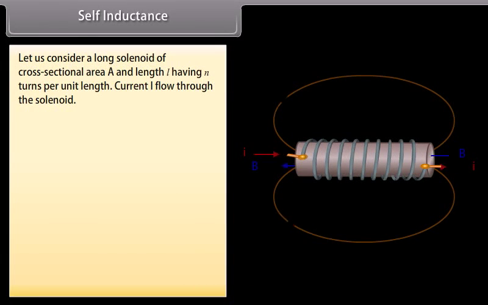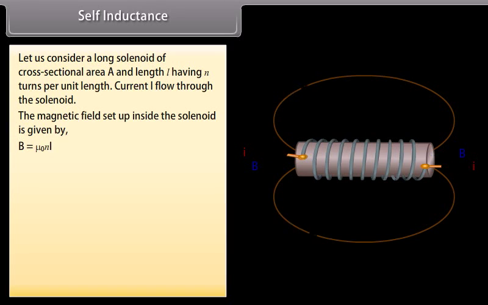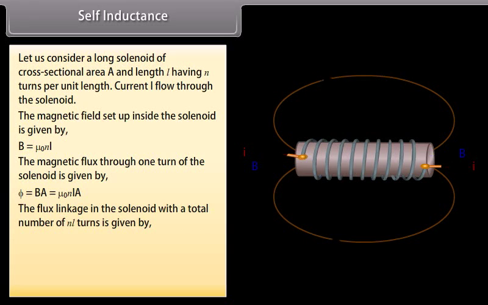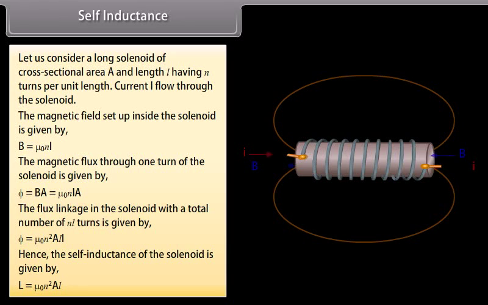Let us consider a long solenoid of cross-sectional area A and length L having N turns per unit length. Current I flows through the solenoid. The magnetic field set up inside the solenoid is given by the product of mu naught, N and I. The magnetic flux through one turn of the solenoid is given by the product of mu naught N, I and A. The flux linkage in the solenoid with the total number of NL turns is given by mu naught N square A L I. Hence the self-inductance of the solenoid is given by mu naught N square A L.